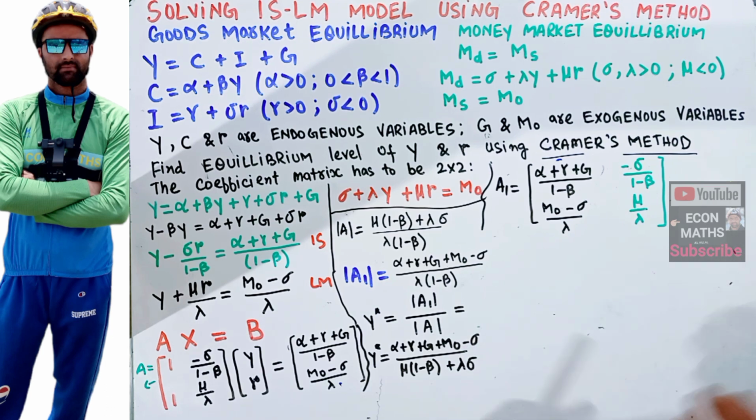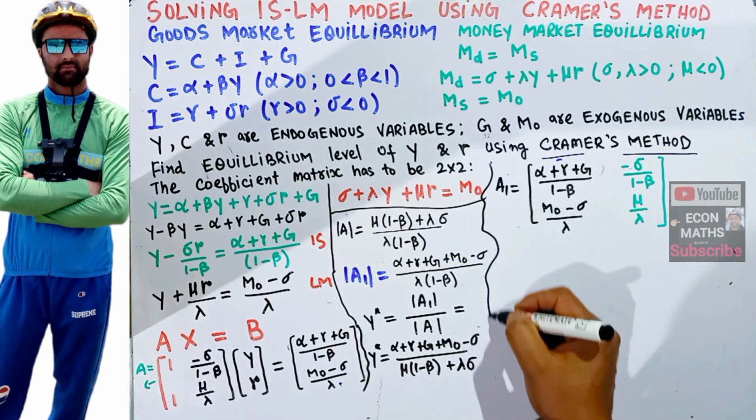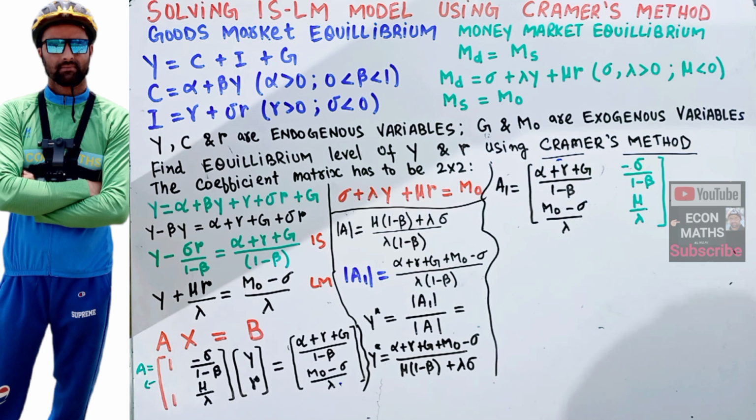I'm really sorry if it got messy. I cannot do anything because I have limited space here. Okay, so we found the equilibrium level of income. Now we need to find the equilibrium level of the rate of interest. Okay, in this case what will we do?